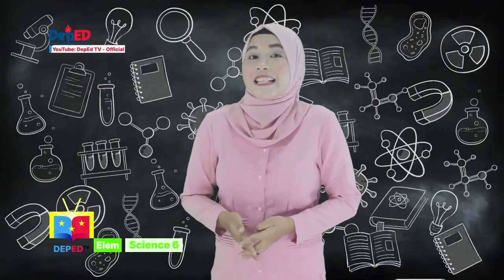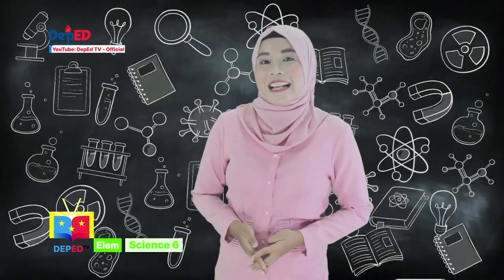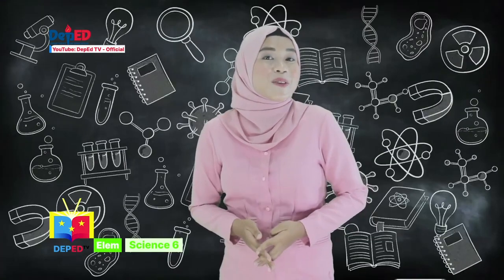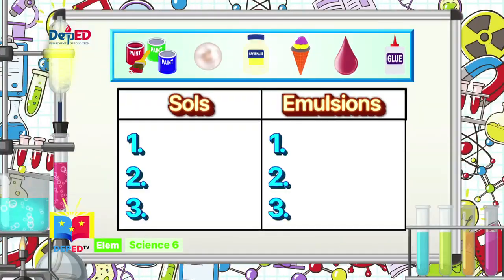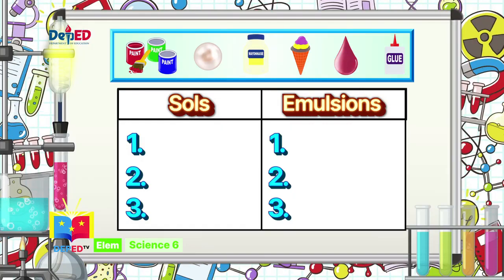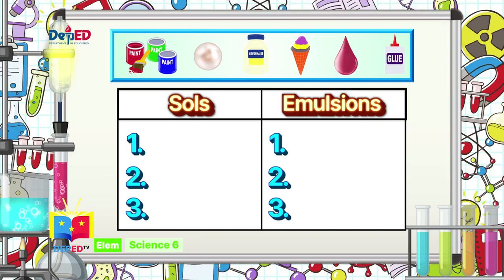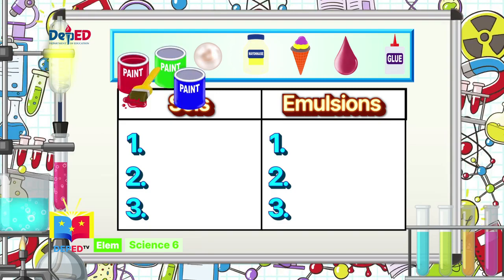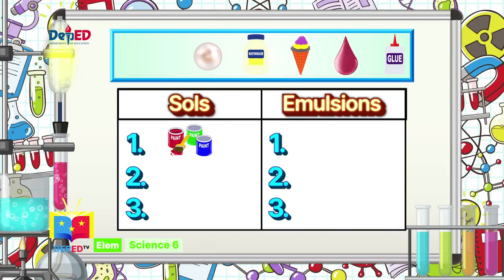Sort the mixtures into the correct category in which they belong. Write your answers in the table format using your paper. Where should we put paint? In Sol's column or in Emulsion's column? Great! It is in the Sol's column.